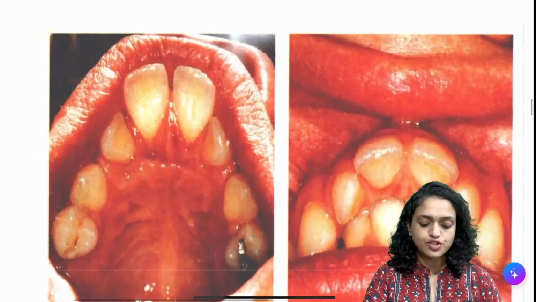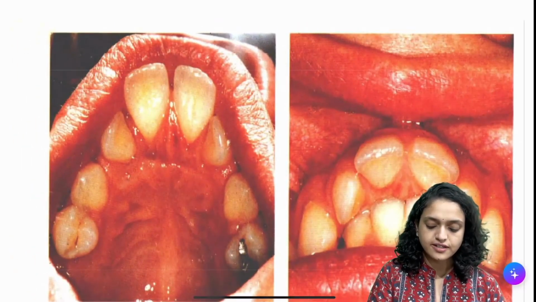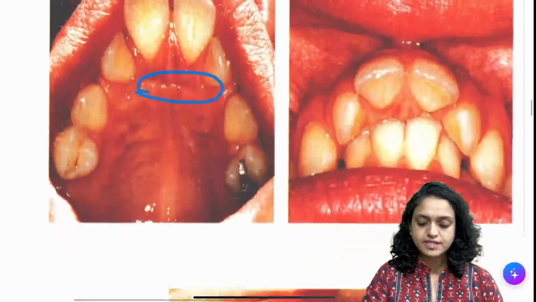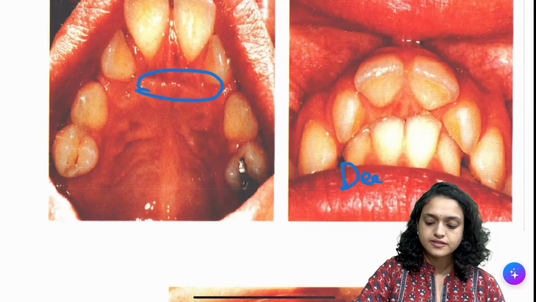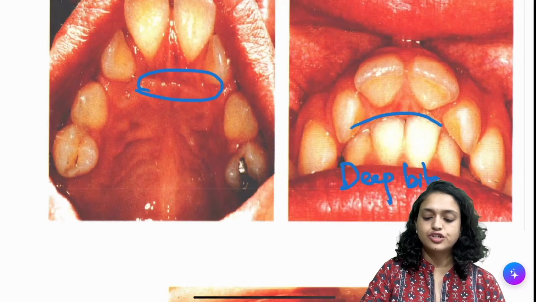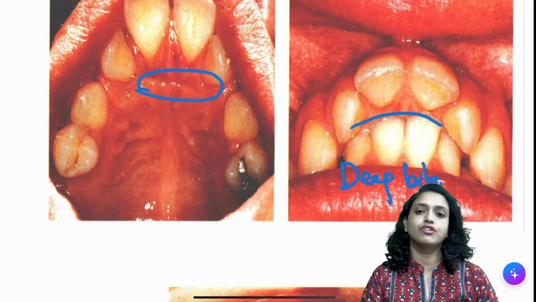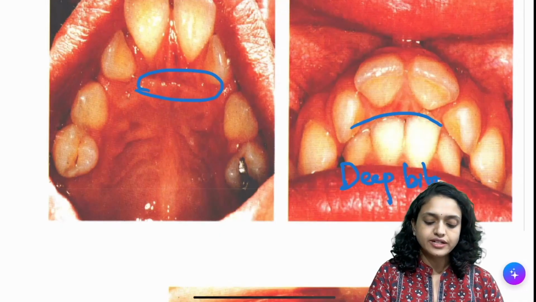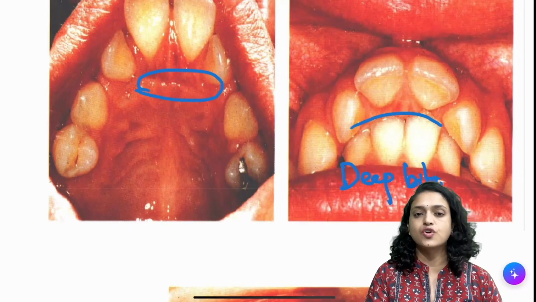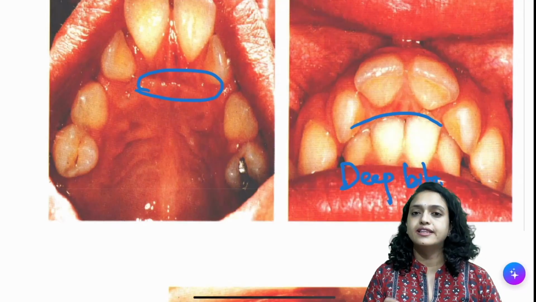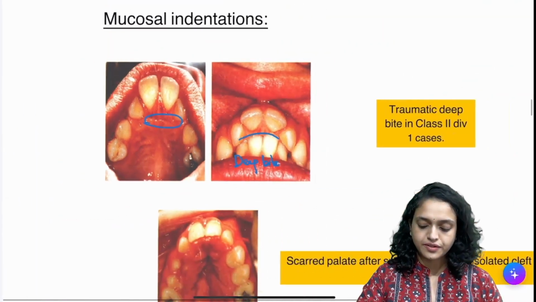Next is presence of mucosal indentations. You can see here, this area, the palate is being traumatized. This is mainly because of a deep bite. So deep bite is causing palatal trauma, which is a clear indication for orthodontic treatment. This is called a traumatic deep bite. So palatal ulcerations or indentations can indicate the deep bite is traumatic and there is a need for orthodontic treatment.